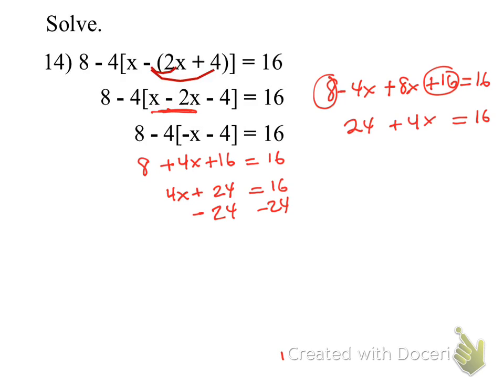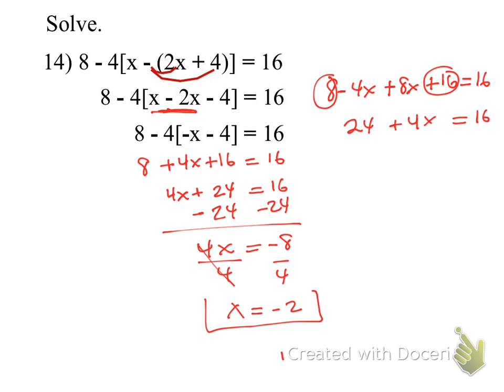Good. And then we have 4x equals negative 8, divided by 4, divided by 4. x is equal to negative 2. Excellent. Okay, questions? All right, that is it. Section 3.3.